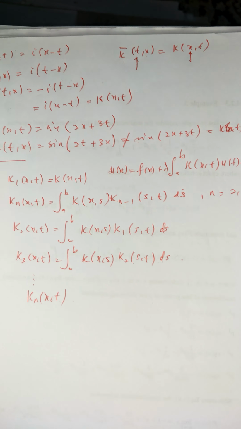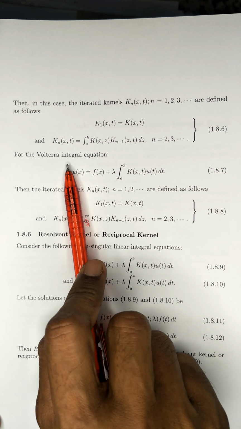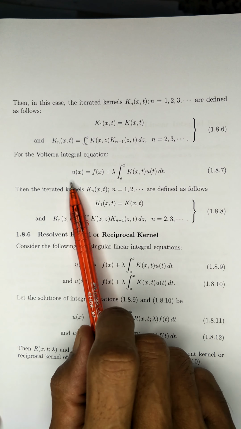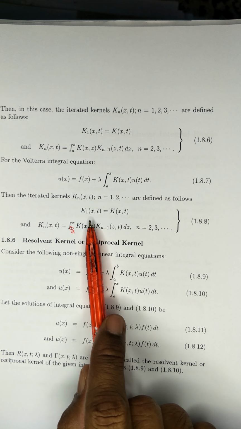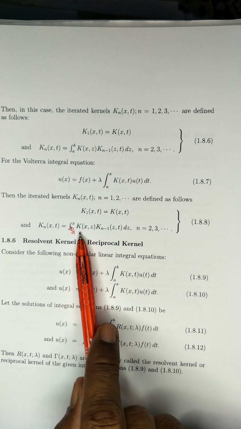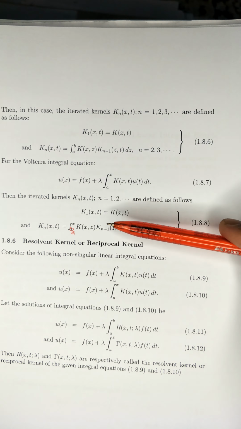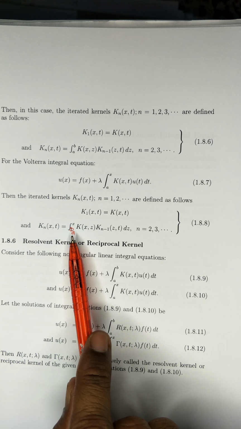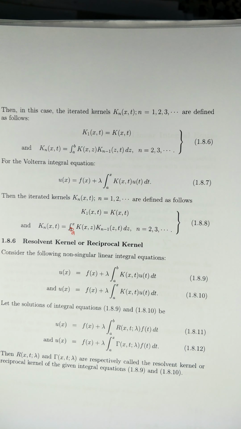And then for the Volterra integral equation, the iterated kernel Kn you define with K1 as K(x, t), and Kn similarly. The difference between the iterated kernel for the Fredholm and Volterra is in the integration. This is a typing error again; this should be a, not t. The upper limit is x for Volterra, whereas the upper limit b is fixed for the Fredholm integral equation.